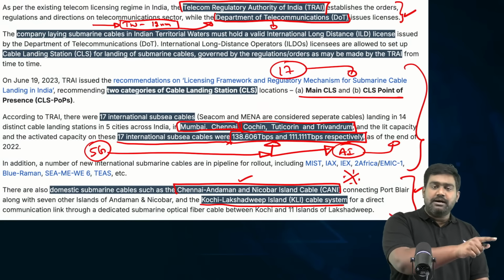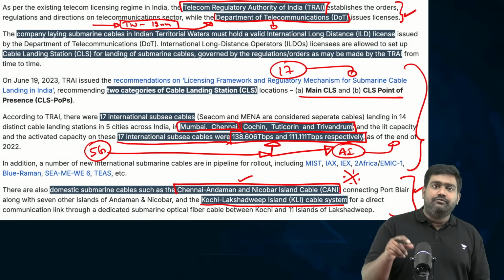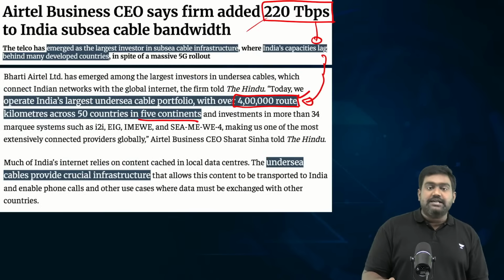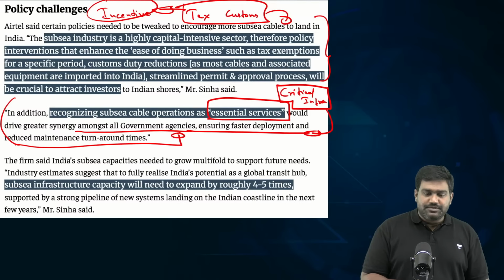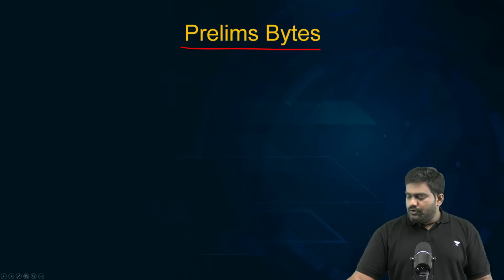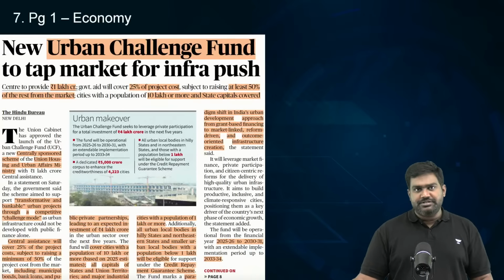So from Chennai to Andaman, there is a subsea cable running, and from Kochi to Lakshadweep, there is a subsea cable running, which provides for domestic connectivity. So please remember these basic facts, especially for your prelims. Now, coming to the prelim section, just three articles for today. So we will wrap it up in a few minutes.